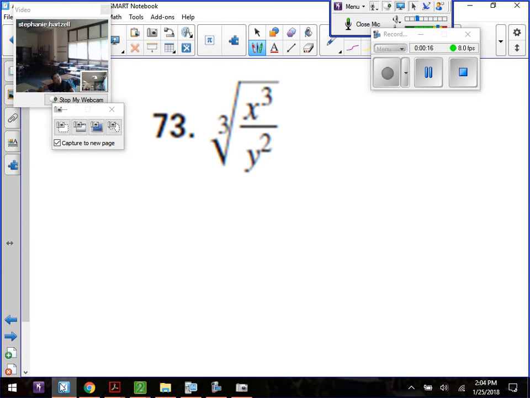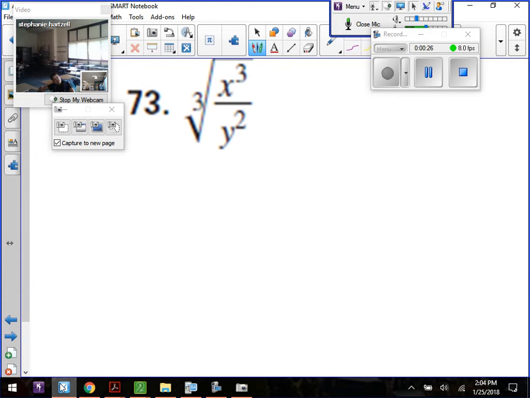So in 73, you have an nth root of a fraction. This one, we can actually simplify the numerator without a problem. So I know I'm going to get x for my numerator. My denominator then has the cube root of y squared.